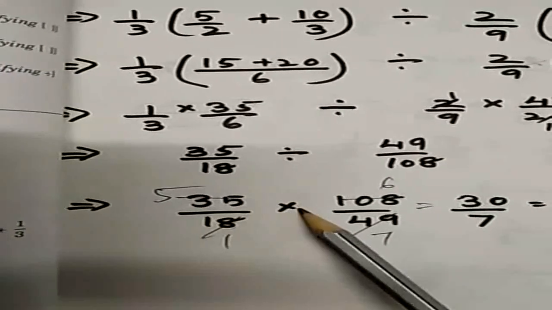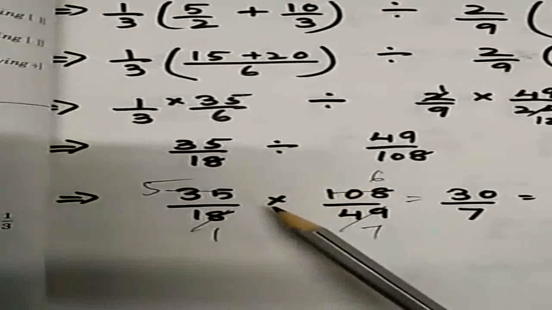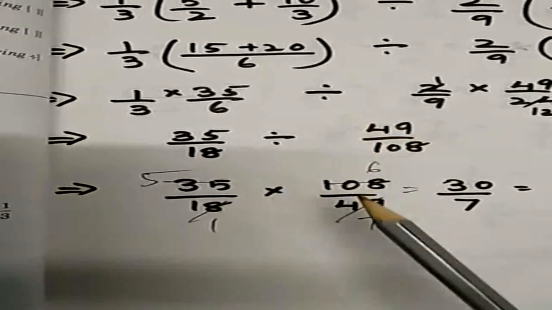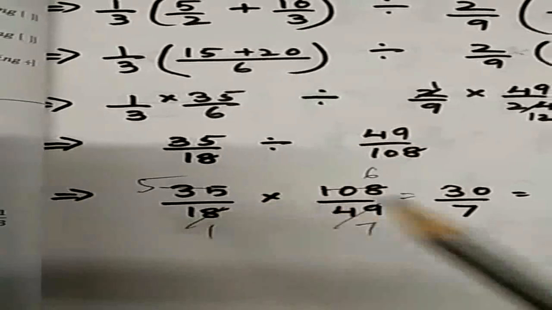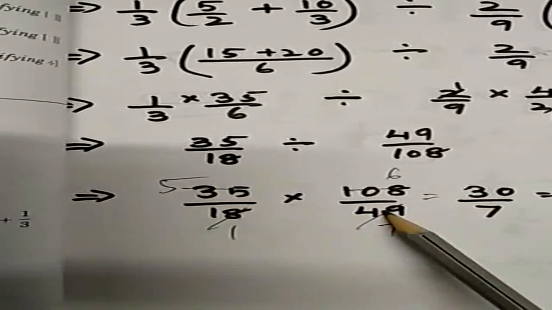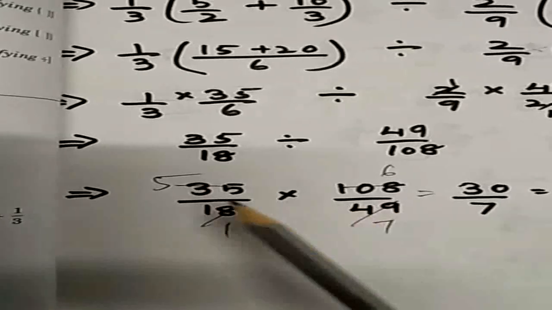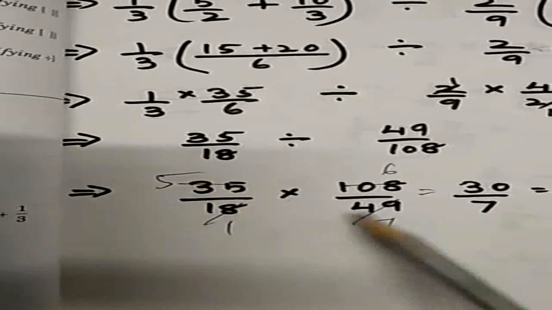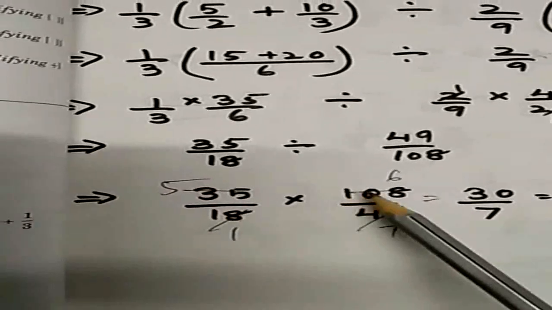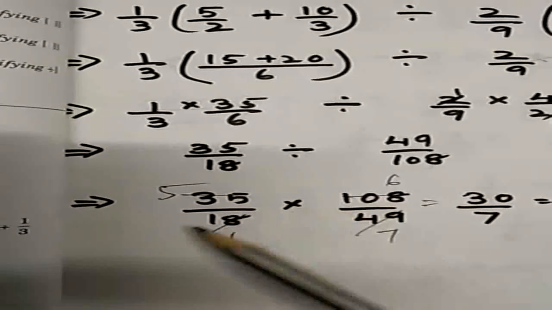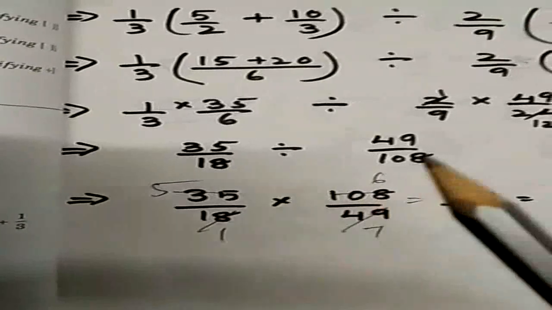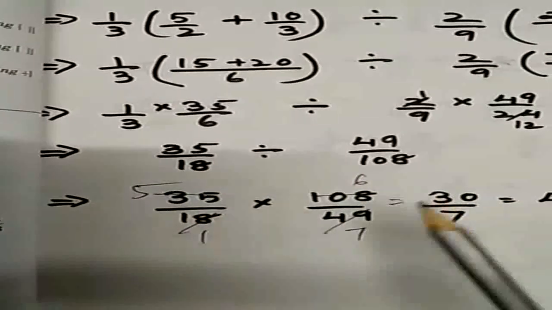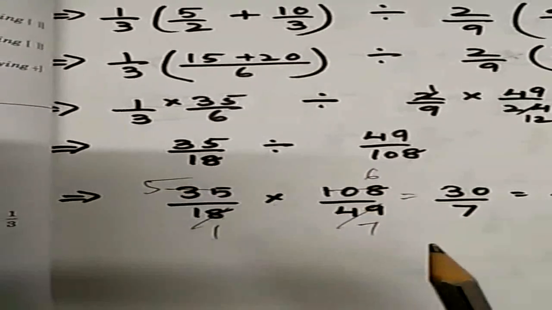Division, you will change into multiplication. When you change it to multiplication, this will become the reciprocal, 108 by 49. Now you cancel the numerator and denominator. 35 and 49 come in the 7 table: 7 fives are 35, 7 sevens are 49. Now 18 and 108 come in the 18 table: 18 ones are 18, 18 sixes are 108. Now nothing more will get cancelled.